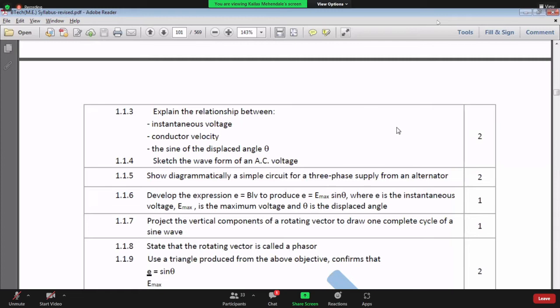Now we will be doing this small derivation: develop the expression to produce E equals E max sine theta, where E is the instantaneous voltage, E max is the maximum voltage, and theta is the displaced angle. It is a very small derivation that we will be doing. Please allow me.